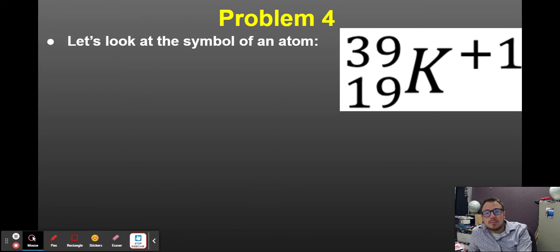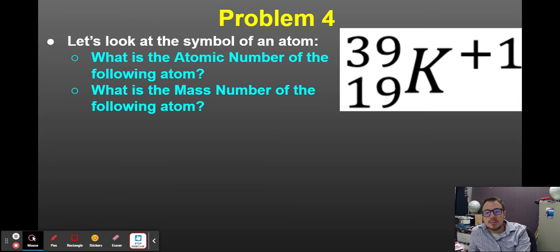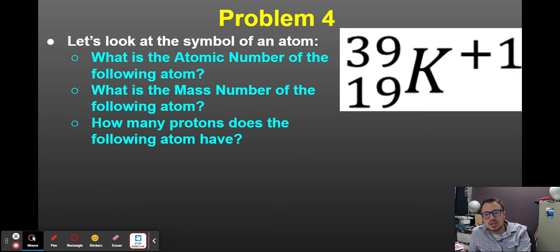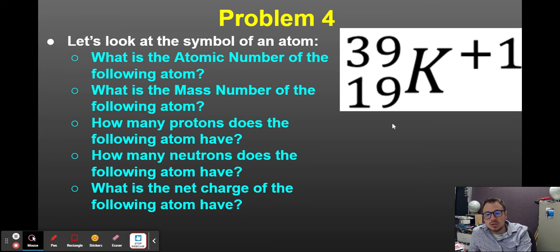All right, now problem number 4. Let's look at this one. So now we have an ion. So the atomic number for this is 19. This is potassium. So that's what determines the element. The mass number is going to be 39. I have 39 protons and neutrons at the center. So this is going to have 19 protons. That's the atomic number. That's what determines what element it is. Now, it's going to have 20 neutrons because I have to take 39 minus the 19 protons, and I get 20 neutrons.